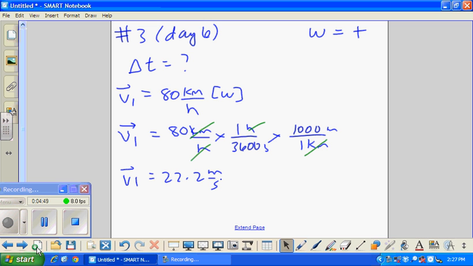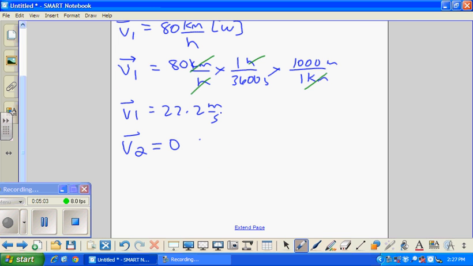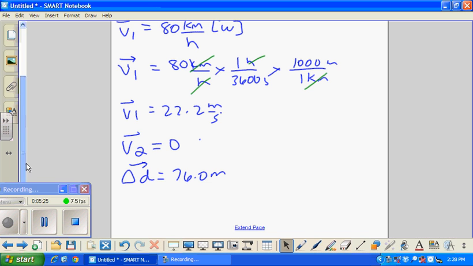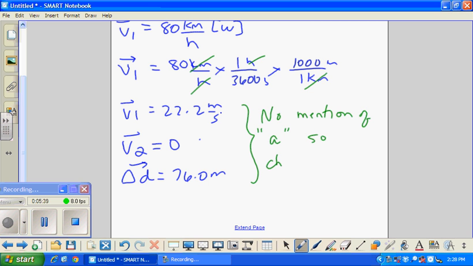Continuing to read through the question. So how long? We've got that. We've got initial velocity. Coming to a stop, V2 must be 0. If the average stopping distance is 76 meters, come down here, delta D equals 76 meters. And assuming constant acceleration. So we're looking for time. We've got v1, we've got v2, we've got a distance, no acceleration. So it's going to be the same formula. It mentions acceleration, but doesn't give it to us, and we're not looking for it.